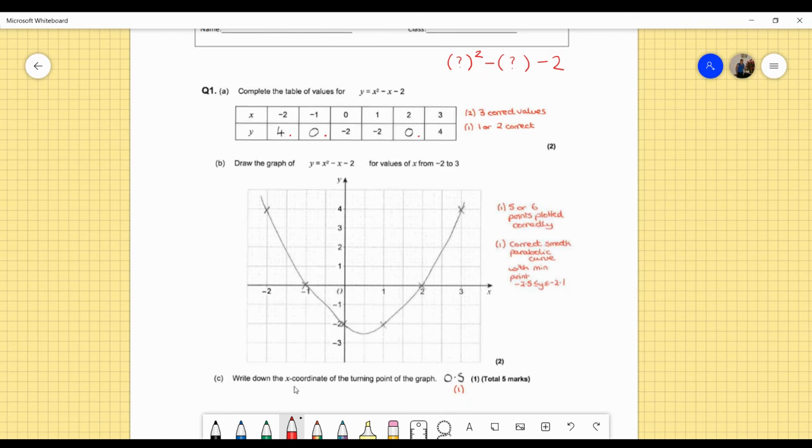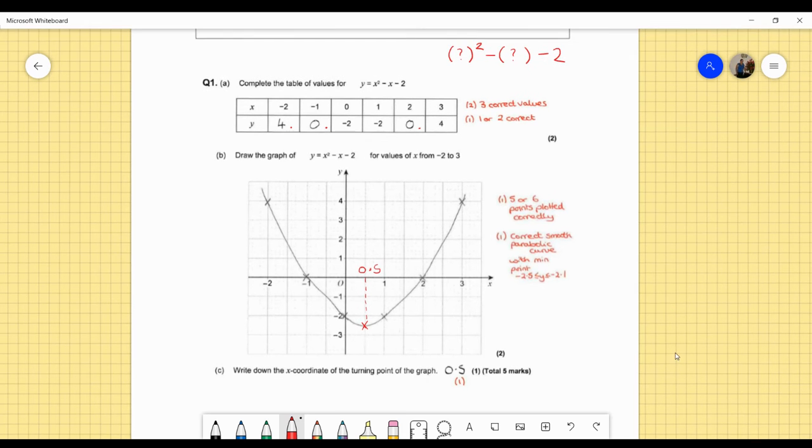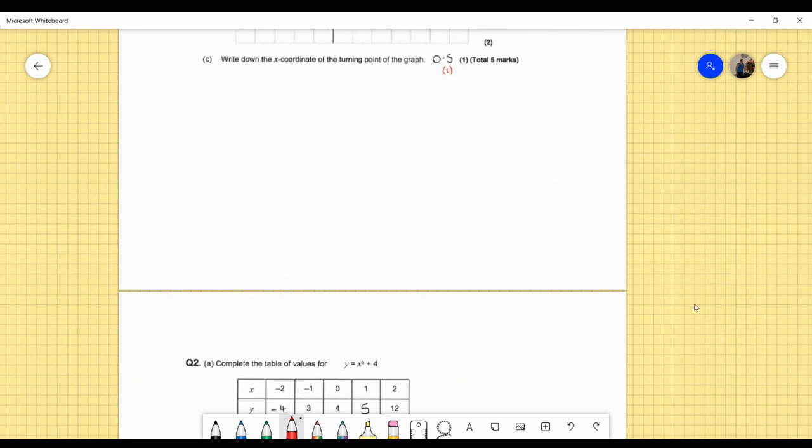And then for part C, write down the x coordinate of the turning point of the graph. So remember, the turning point is where the graph changes direction. So it's coming down at this point, and here is where it changes direction, and therefore the x coordinate at that point is your 0.5 for a mark. Okay, so for question 1, out of the 5 marks, if you got 5, it's green. If you got 0, it's red. Everything else is amber. And then we'll have a look at question 2.